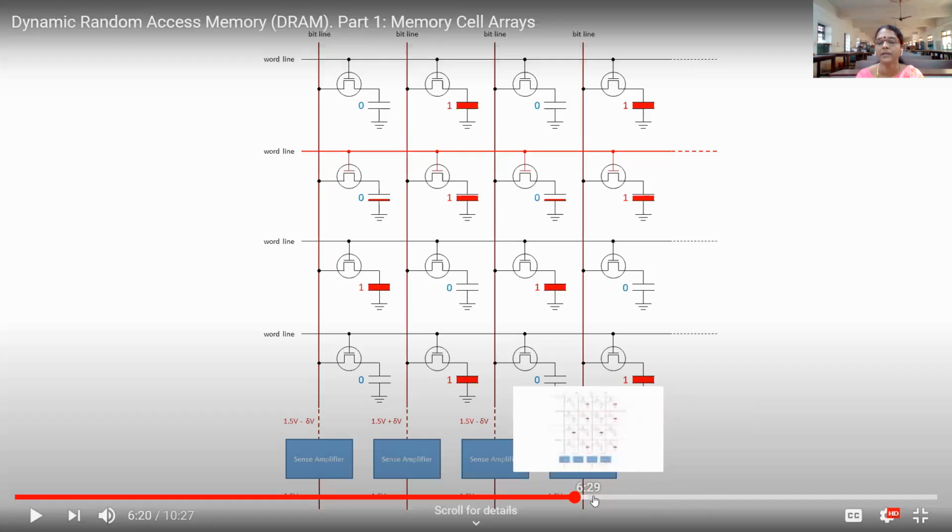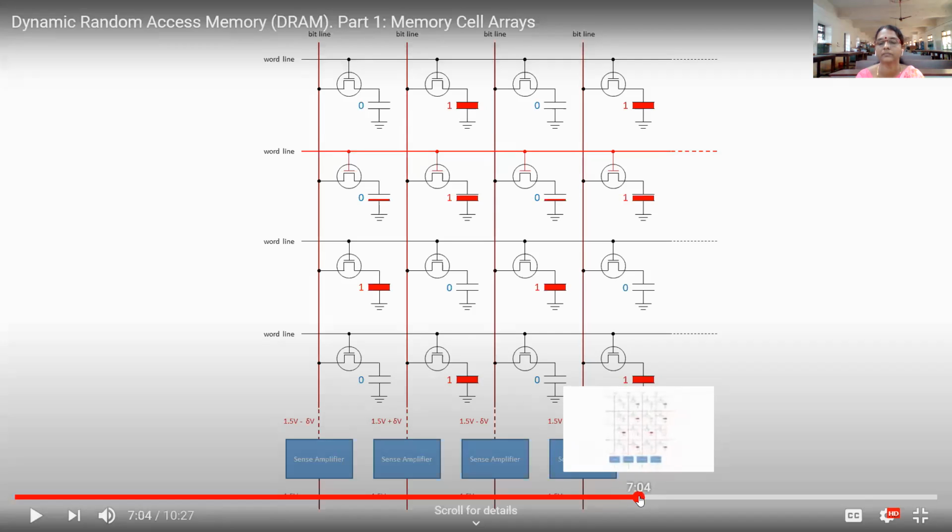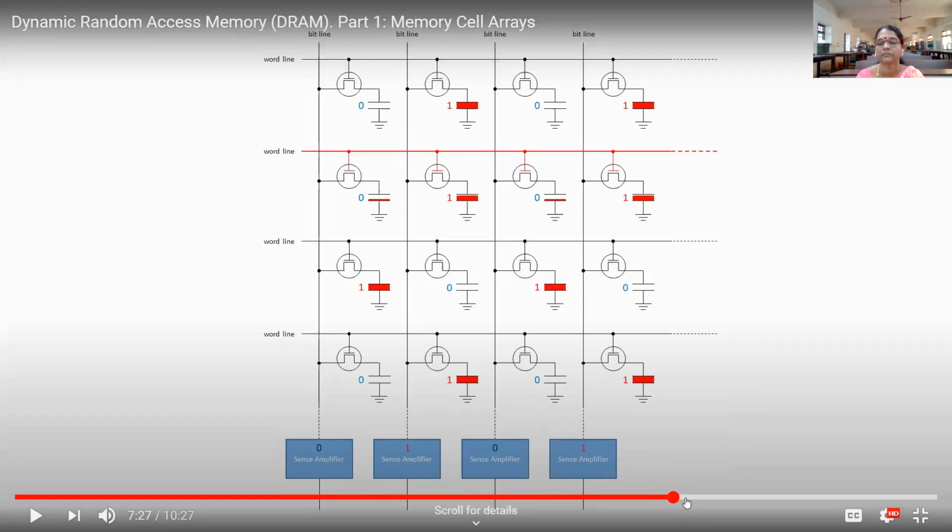How will this be? See, after reading, now the sense amplifier values are 0. That can temporarily store the values that have just been read: 0, 1, 0 and 1.